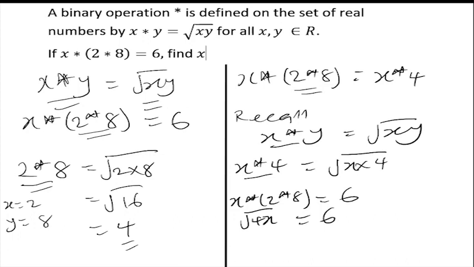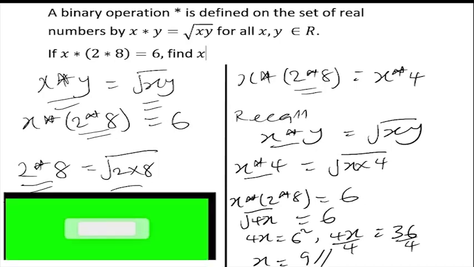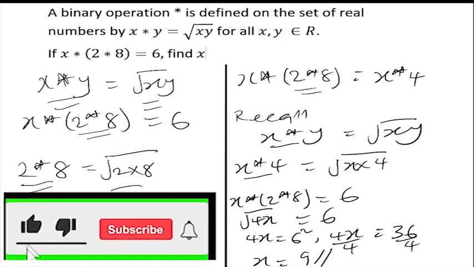So let's take the square of both sides. If you take the square of both sides, we have 4x equals 6 squared. Then we can say that 4x equals 36. So let's divide both sides by 4. Then we can say that x equals 9. And that's the answer. So I believe that is quite explanatory.